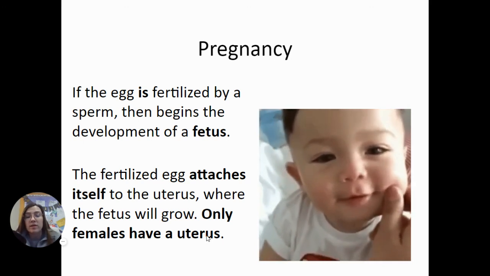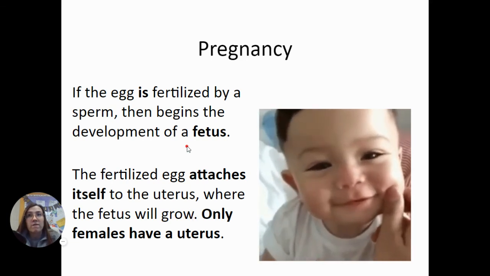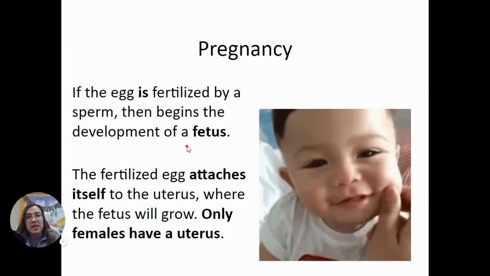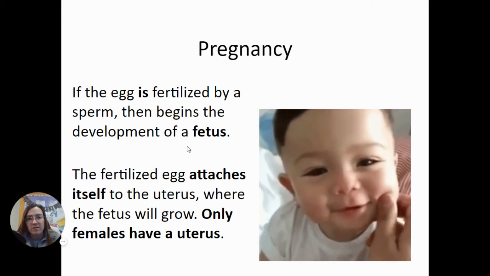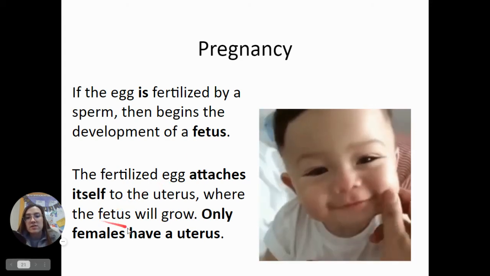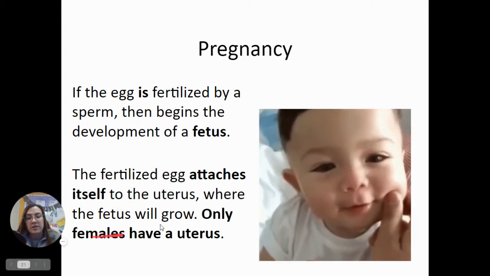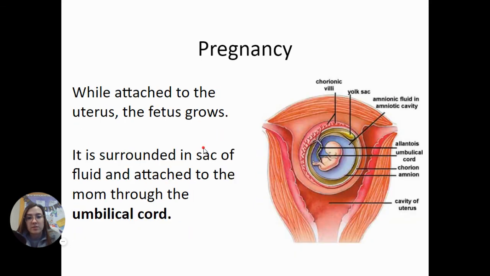They don't have the body parts for it. Just like females do, but females cannot impregnate someone because they don't have sperm or testicles. So this is why we look at the difference between the reproductive systems. Looking further at pregnancy, while attached to the uterus, the fetus grows.